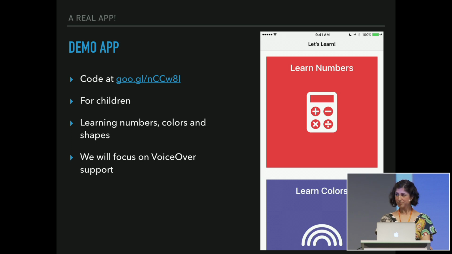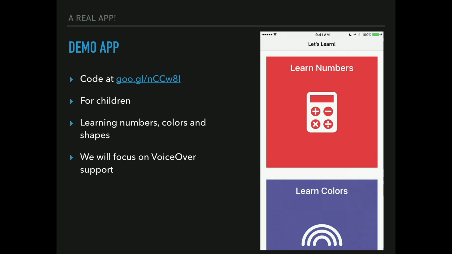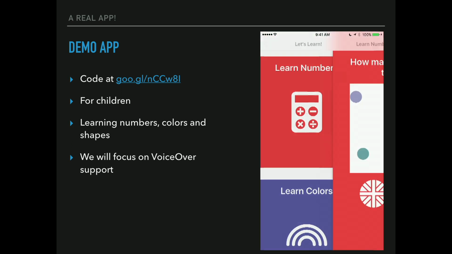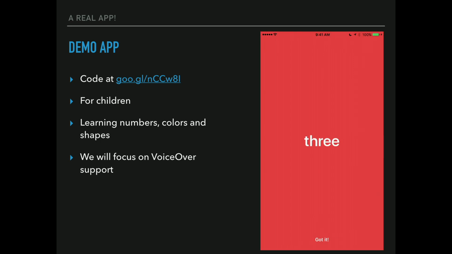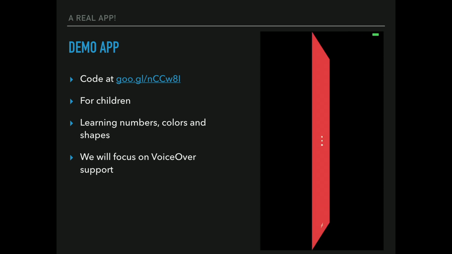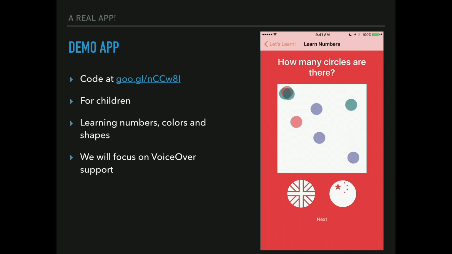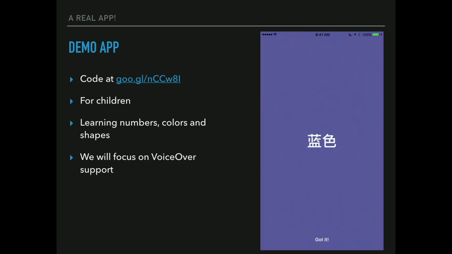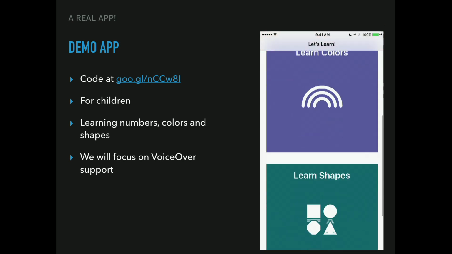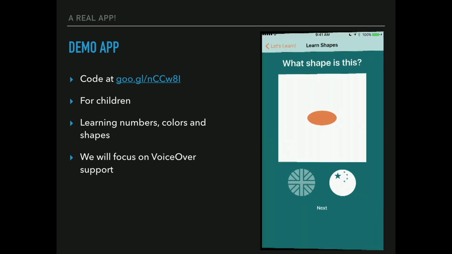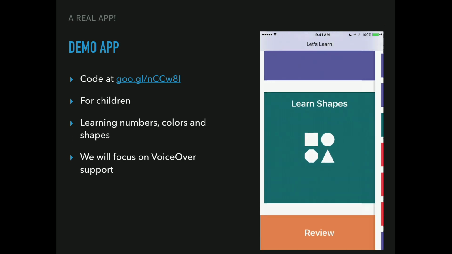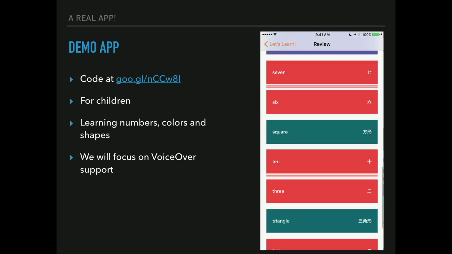So I have a quick little demo app we're going to look at. And this is just a simple thing that I whipped up. It is something for children learning their numbers or their colors in either English or Chinese. We can see it's quite simple. We tap the answer button. We see the answer. How many circles are there? We can jump to the next one. We can see what color is it. It's blue, or however you say that. I don't actually speak Chinese. And this is basically the whole app. It also has a review section where you can review everything that you've learned.